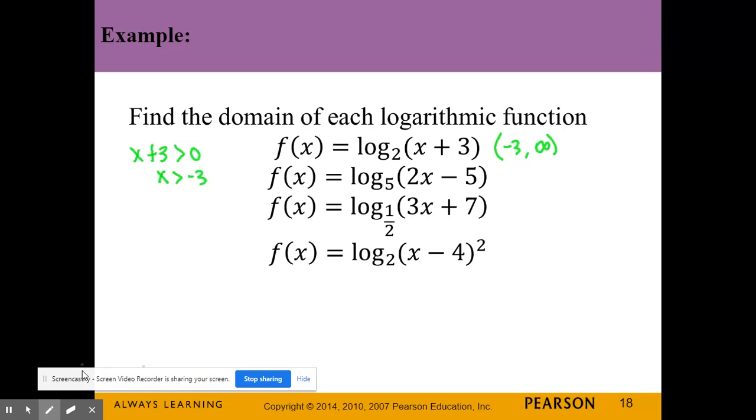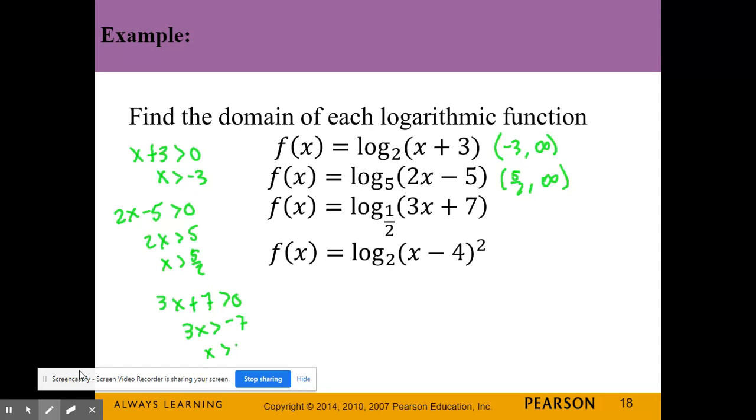If it was 2x minus 5, you add the 5, divide by 2, and you would say that 5 halves to infinity is your domain. 3x plus 7, same thing. Subtract 7, divide by 3, and you get negative 7/3 to infinity.